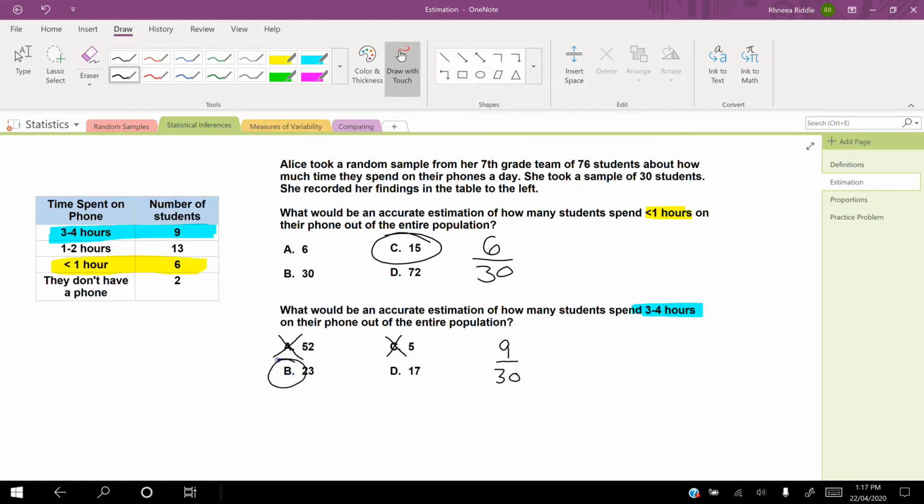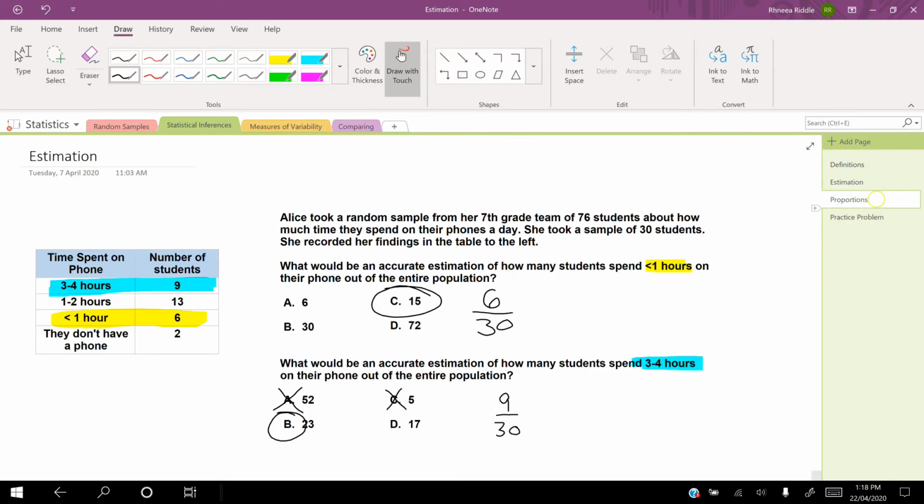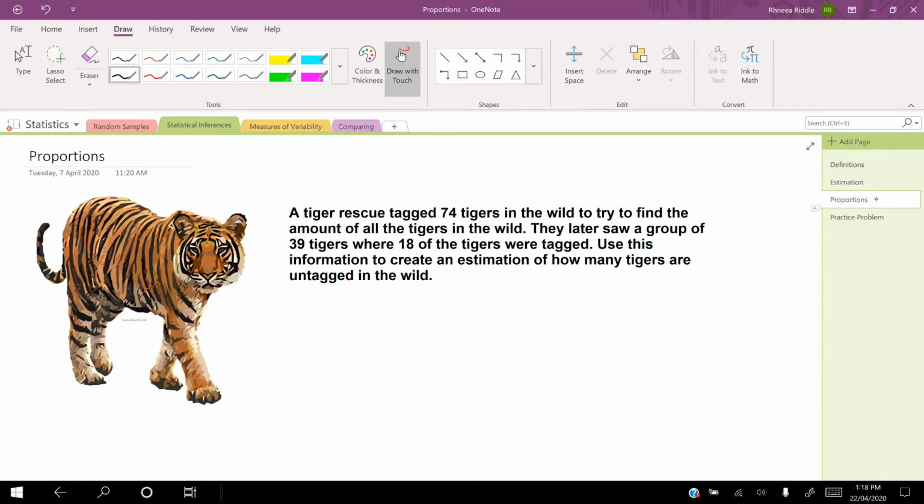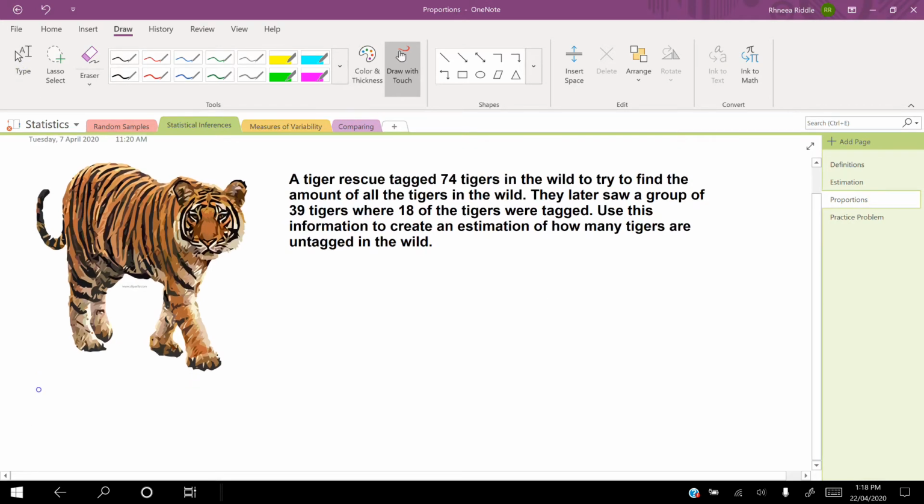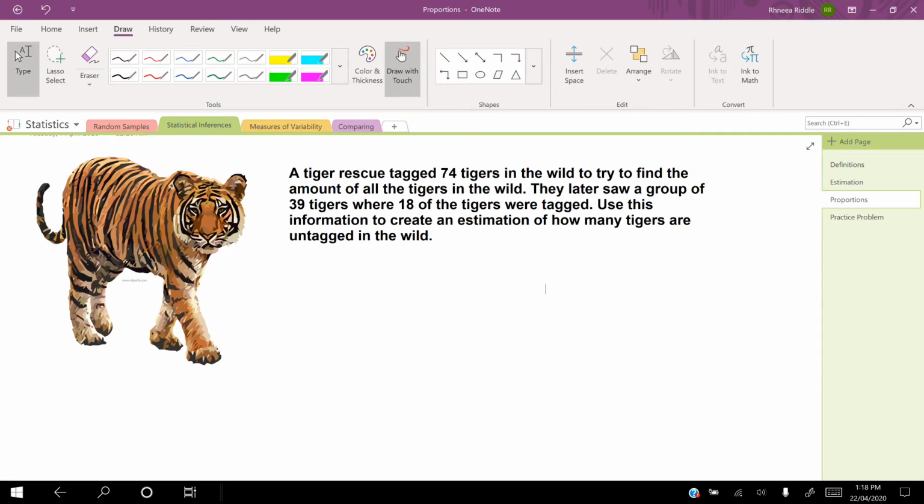So we're going to go with B, 23, as the accurate estimation, as close as we can get using this process, for how many students spend 3 to 4 hours on their phone. So we're going to go ahead and move on. Another way of looking at estimations and statistical inferences is by using proportions.